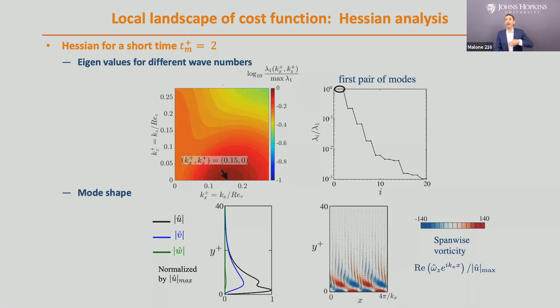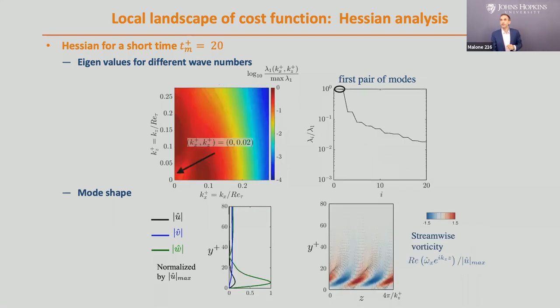Now, what happens at longer times? If I want to interpret something that happened even earlier in time, so instead of T plus 2, I can go to T plus 20, you can see you're now more sensitive to streamwise aligned structures. Kx plus and kz plus are 0 and 0.02. These are rolls at T plus equal to 20 before the measurement that will generate a wall shear stress later in time at the measurement time. So these are the directions that you can most effectively reconstruct.